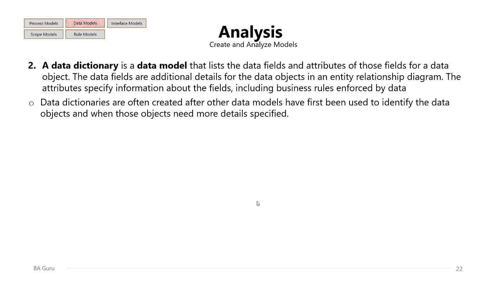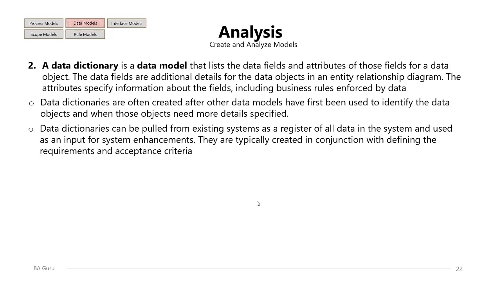Now, data dictionaries are often created after other data models have first been used in order to identify the data objects and when those objects need more details specified. As from the name of this model, it's a data dictionary, and usually we will not start by establishing a data dictionary model. We will perform other data models, and at the end we will have a data dictionary to cover all the data fields and the attributes of these fields.